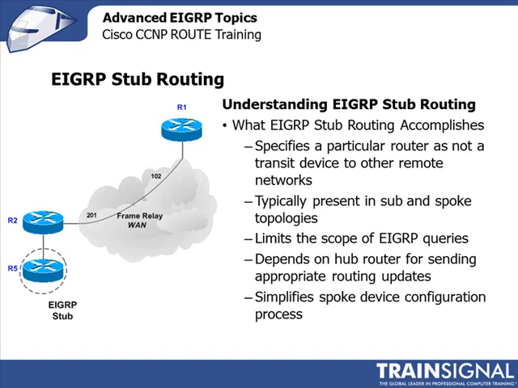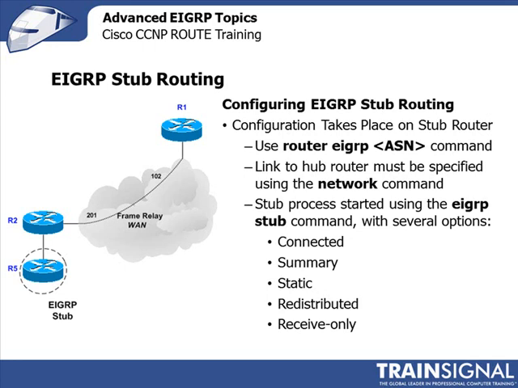Frequently, when you have branch offices, it's typically a hub and spoke topology. There's no need for anything other than stub routing. It also will limit the scope of EIGRP queries. It'll take that traffic down. And the stub router depends on the hub router for sending whatever appropriate updates for the changes in its particular networks. And it can actually greatly simplify spoke configuration for these particular devices.